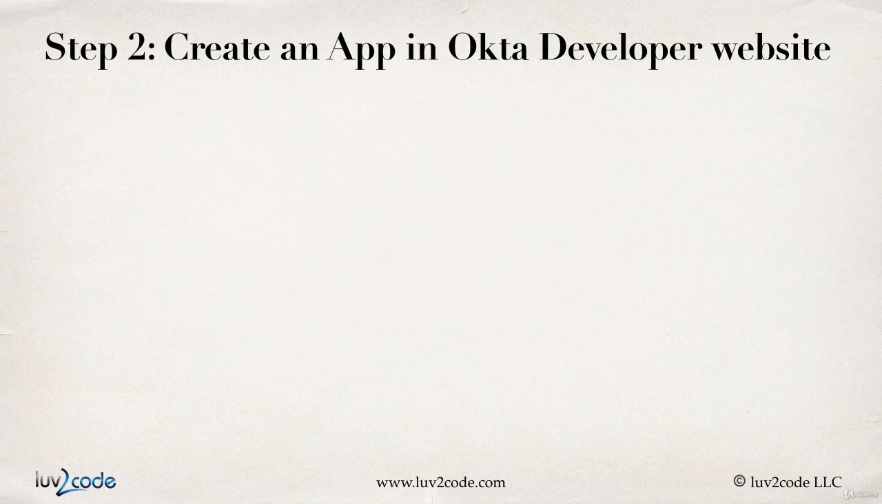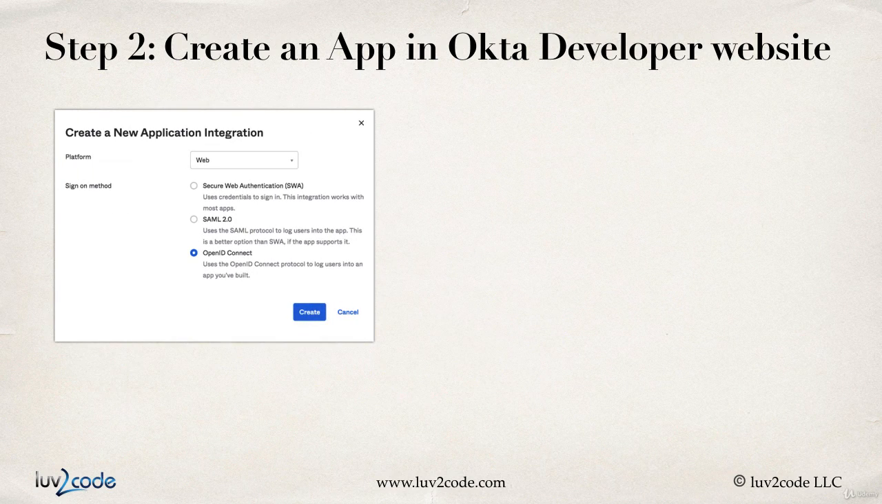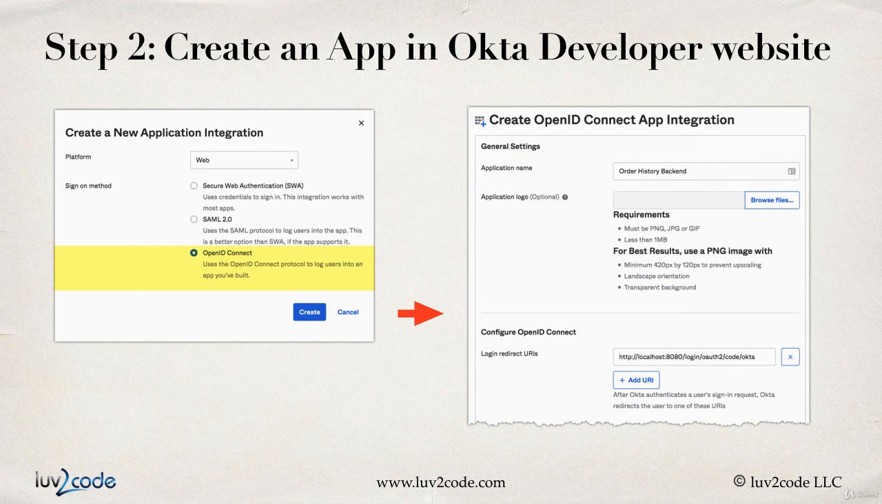In step 2, we're going to create an app in the Okta developer website. So we simply visit the website. We create a new application integration. For the platform, we choose web. For the sign-on method, we choose OpenID Connect. We hit the create button, and then it'll give us some details here.